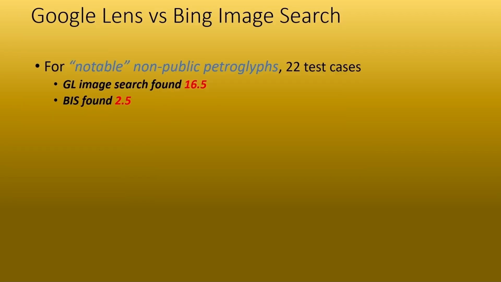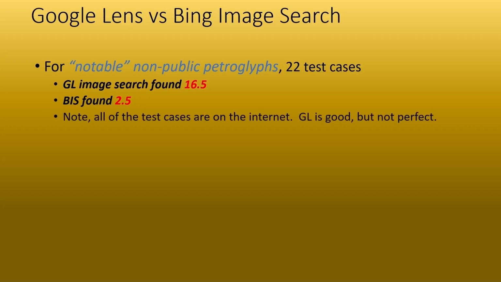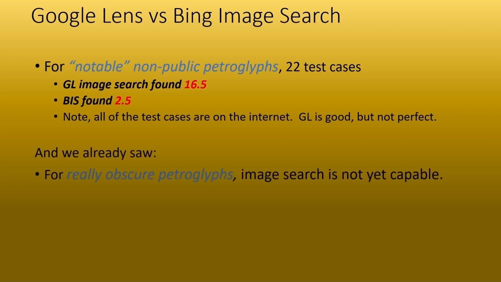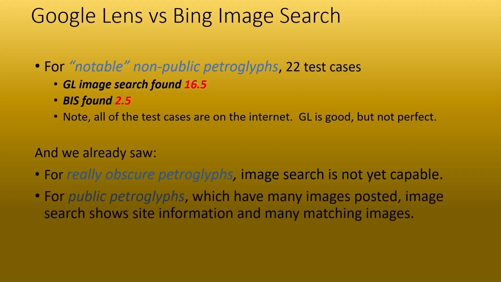Conclusion, 22 test cases, Google Lens found 16.5 of them, and Bing image search only found 2.5. Clearly, Google Lens is the winner. But I should also point out that all of these are on the internet. I mean, I posted them all, and other people have posted quite a few of them. So Google Lens is good, but it's not perfect. And as we already saw from the earlier slides I showed, for really obscure petroglyphs, image search is not yet capable. Just because image search cannot find a picture doesn't mean it's not on the internet. And for public petroglyphs, where there are many images that have been posted by people, the image search engines work very well indeed.